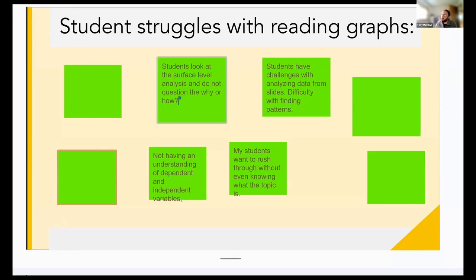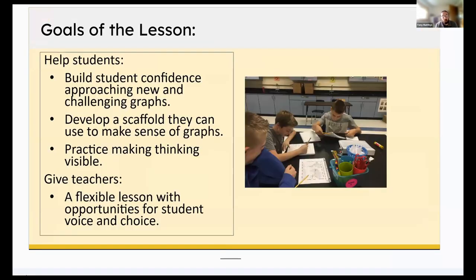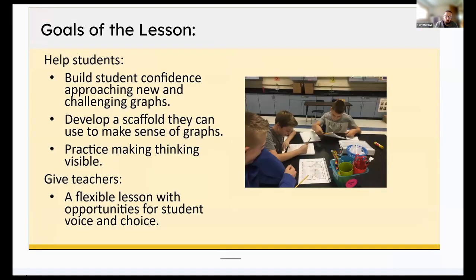Chris, maybe if we want to look at the goals, we really wanted to build student confidence when approaching new and especially challenging graphs. And the way we accomplish this is by helping them develop their own scaffold that they can use to make sense of graphs, and really to help you by training students in how to make their thinking visible so that student thoughts are out on the page where you can start to see them and help them in usable ways.